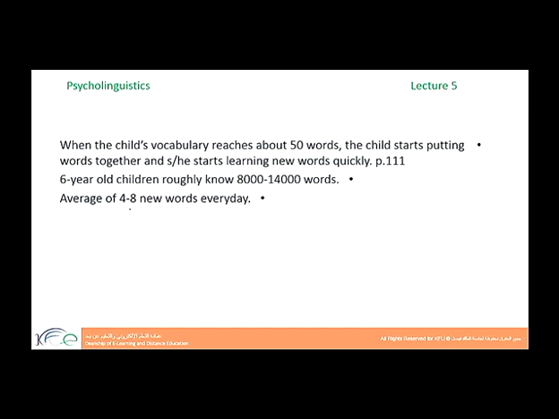Now, as the child learns more and more words, as they reach around 50 words, two very interesting things happen. First, the child starts putting words together, and that's really interesting. This is the beginning of sentences. Then he or she starts learning new words quickly, and that's what we call vocabulary bursts. Number one, they start putting words together, creating sentences. And this is interesting because the way they do it is different from adults. They just put words in systematic but incorrect ways.